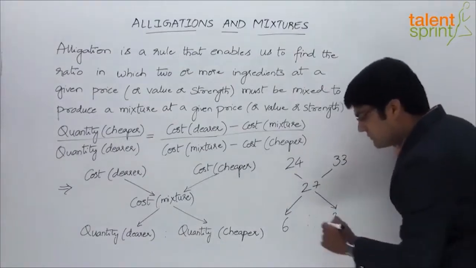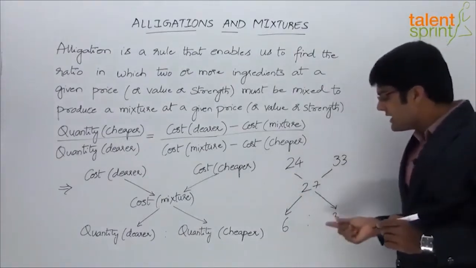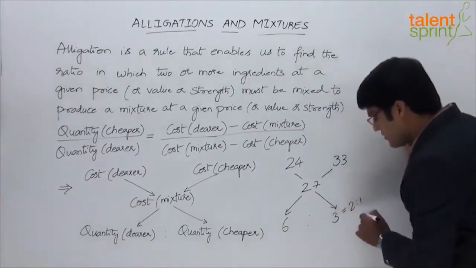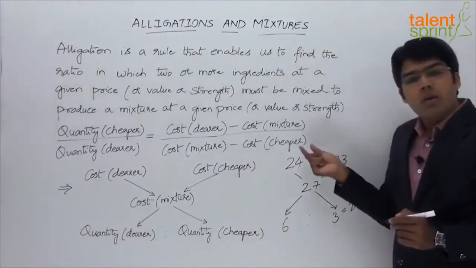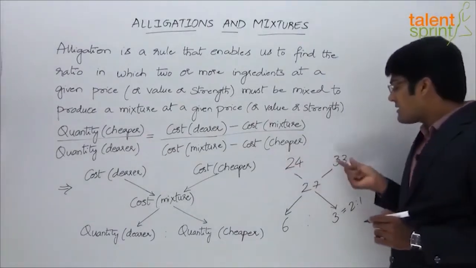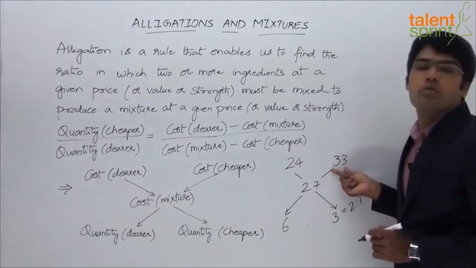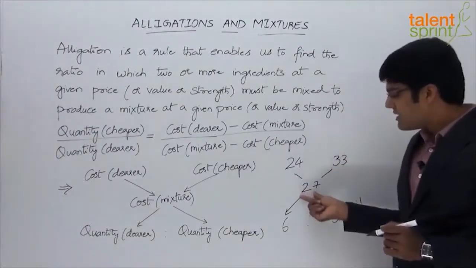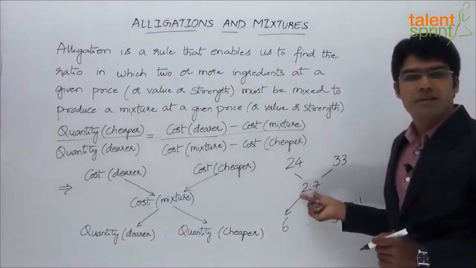Now this is nothing but the ratio in which the two qualities have to be mixed together. 6:3 is equal to 2:1. So we can say that when a quality of wheat which is at 24 rupees per kg is mixed with another quality of wheat at 33 rupees per kg, in the ratio of 2:1, we get a mixture which will be at 27 rupees per kg.